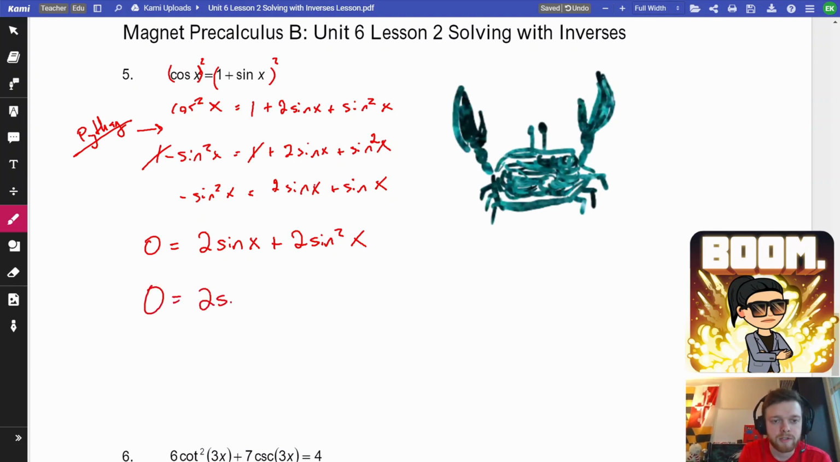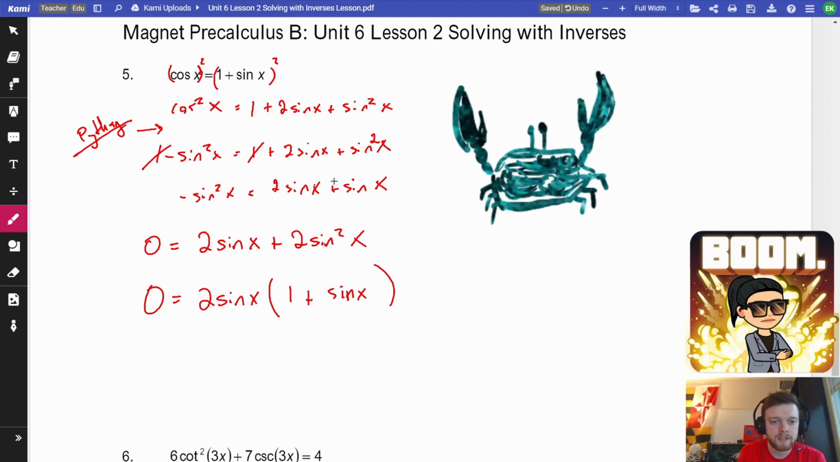I think I can factor out 2 sine x out of both: 1 plus sine x. Yeah, there it is. Let me just double check I haven't made any mistakes. 2 sine x times 1 is 2 sine x. 2 sine x times sine x is 2 sine squared x. Cool.